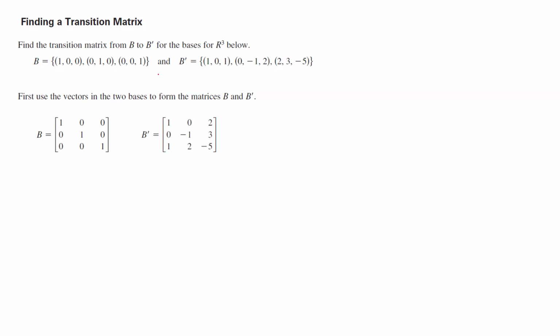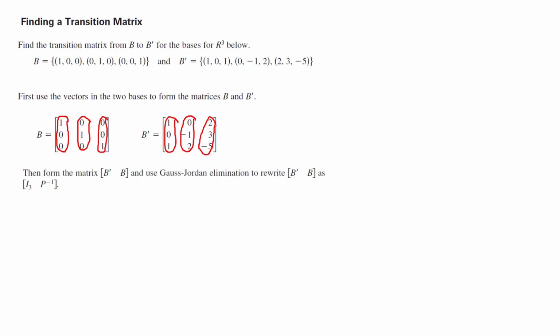And then you're going to take the entries or vectors for B prime and form the second matrix. So 1, 0, 1, 0, negative 1, 2, 2, 3, and negative 5. Guys, just be careful about the order that you're writing these down. So 1, 0, 1 is your first column. 0, 1, 0 is your second column. 0, 0, 1 is your third column. The same here, 1, 0, 1 is going to be your first column. 0, negative 1, and 2 is your second column. And then 2, 3, and negative 5 is your third column here.